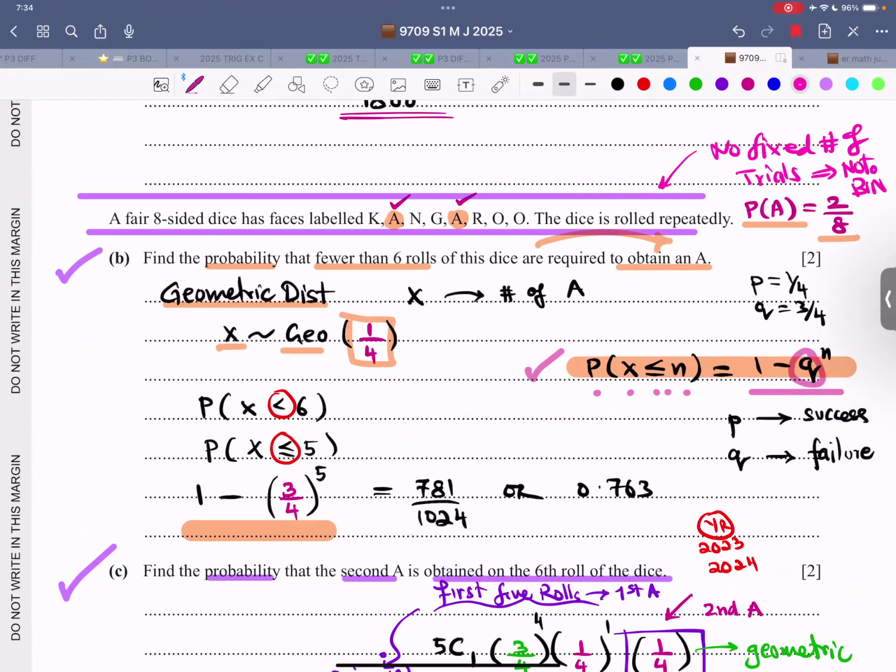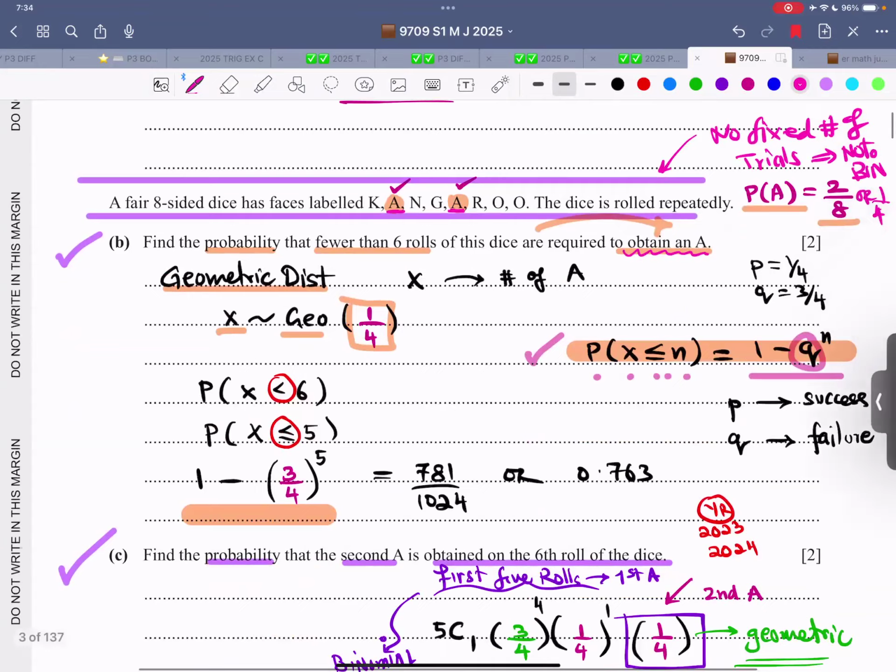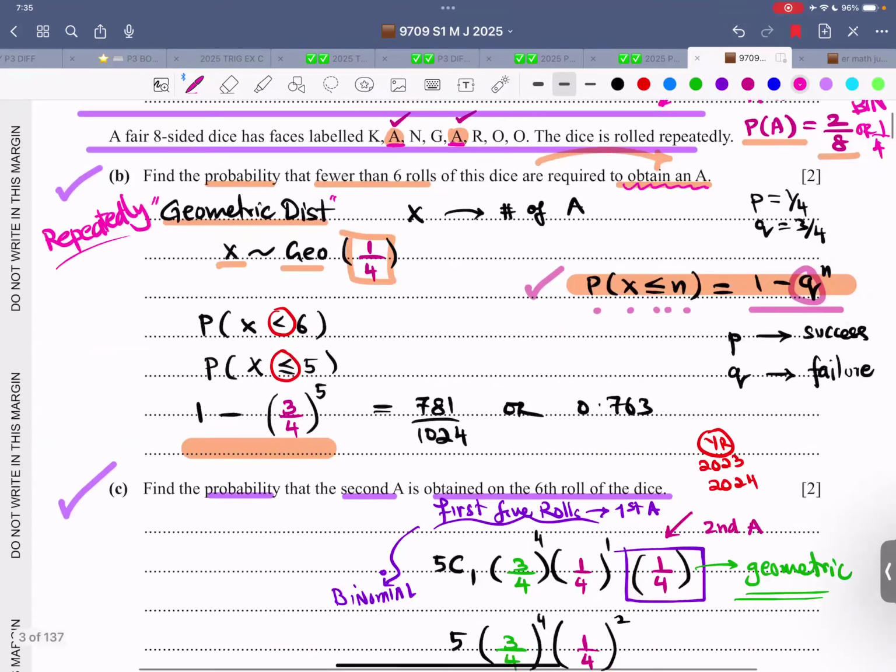Yes, there is a probability of success. The probability is about obtaining A. How many A's do we see? We see 2 A's out of 8. So 2 over 8 is 1 over 4. That is the probability of success. But this is not binomial. This is geometric because of the statement word repeatedly, and that is what we are focusing on.